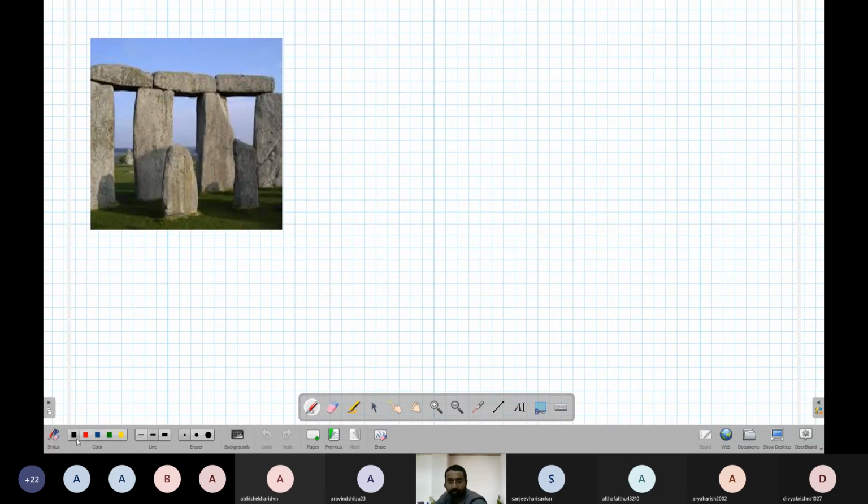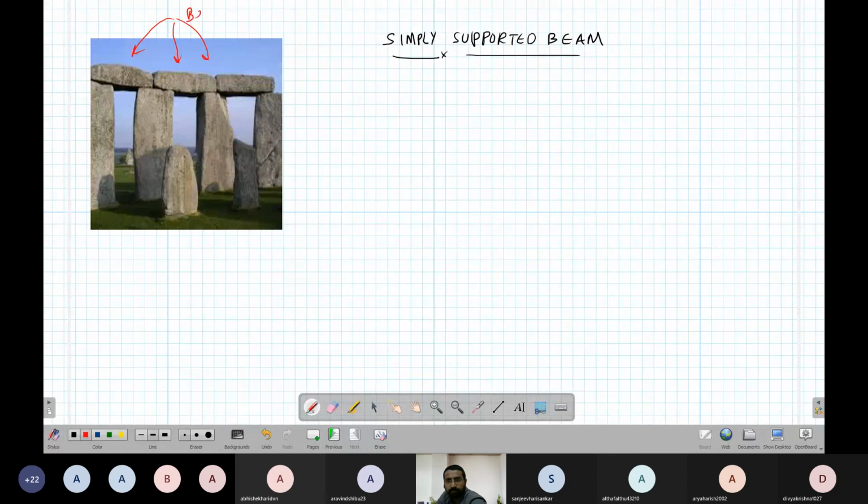About simply supported beam. Okay. Simply supported. You can see this. This is a picture from Britain. Okay. You can see one beam. We can assume these to be beams. This is just a crude assumption. These things we can assume as beams, and we can assume frictionless.